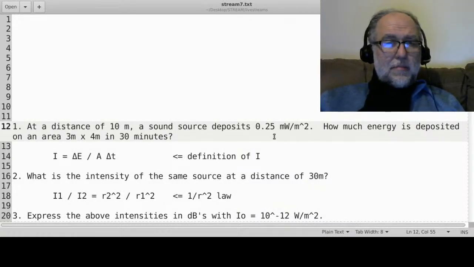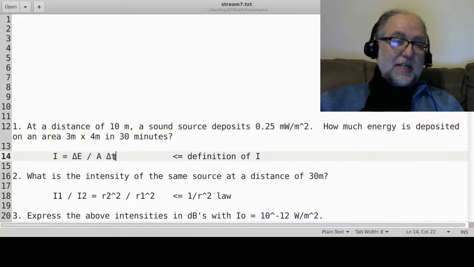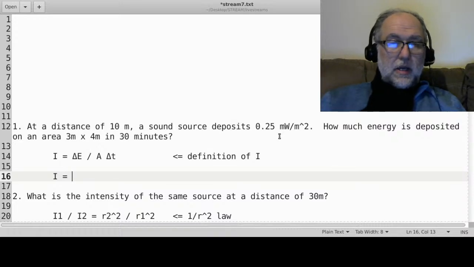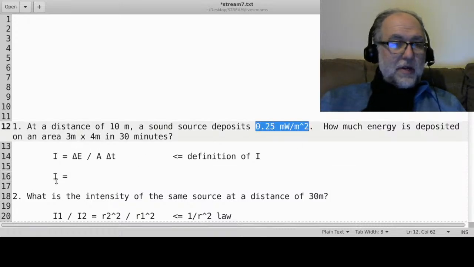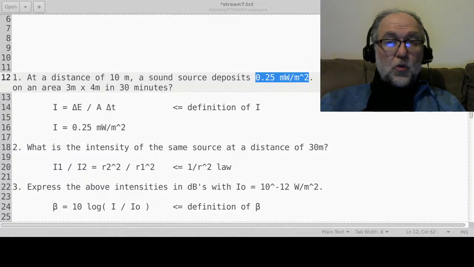This is the formula here. It's actually the definition of the intensity: how much energy is deposited per unit area per unit time. And the intensity I tell you is 0.25 milliwatts per meter squared.